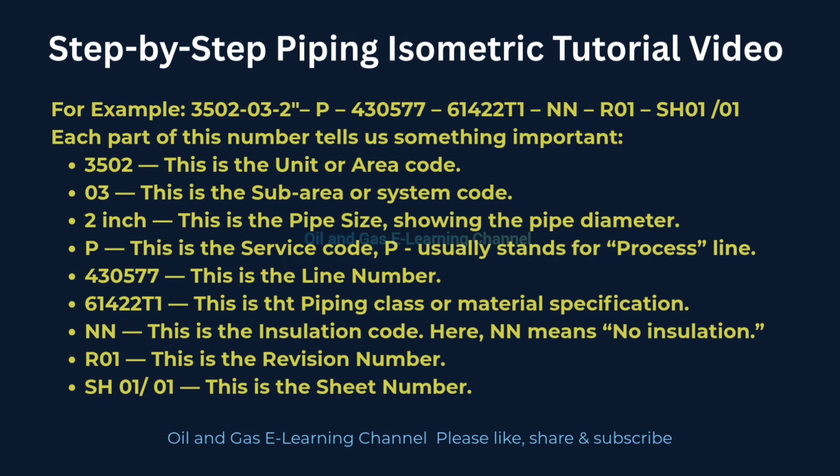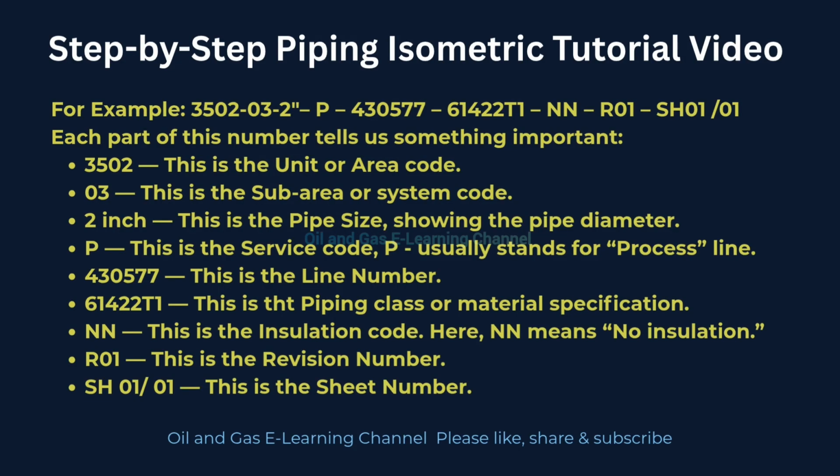Now, let's look at an example of a line number and break it down step by step. Here we have 350203, 2-inch P 430577, 61422, T1, N, N, R-01, S, H01/01. Each part of this number tells us something important.